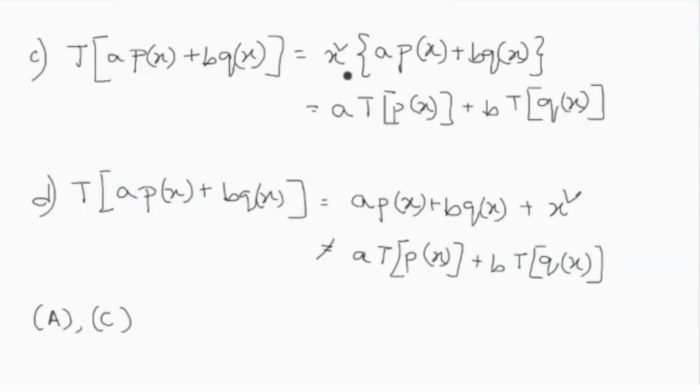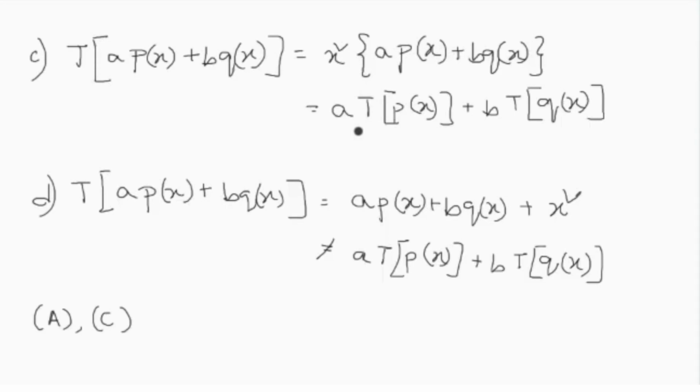Checking option C, T of aP(x) + bQ(x) is equal to x square times (aP(x) + bQ(x)), because this says that T of P(x) is x square P(x). So taking the two terms separately, this is a times x square P(x) plus b times x square Q(x). So it's aT(P(x)) + bT(Q(x)). So this is again a linear transformation.